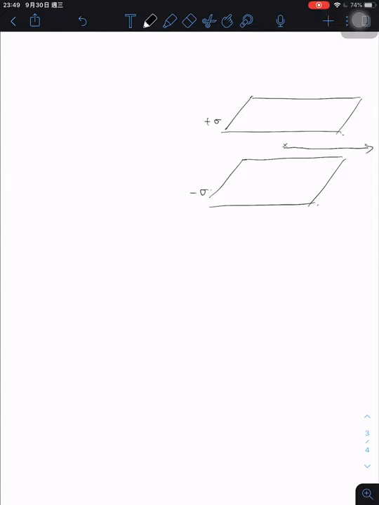For question 2, we have two infinitely large sheets with surface charge density plus and minus sigma. Let me define the coordinates here: X, Y, and Z. These two planes are a distance d apart, so the Z coordinates are plus d/2 and minus d/2 respectively. Let's say these two plates are moving in the y direction with velocity v.